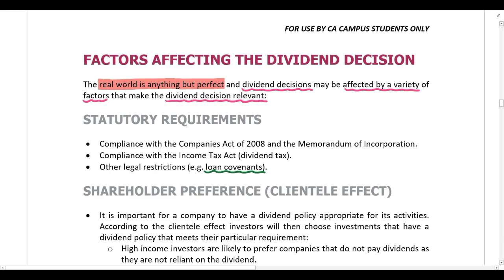So for example, if a company has entered into a loan agreement with their bank, the bank might say, whilst the loan is outstanding, the company can't pay dividends, or alternatively, they might say, whilst the loan is outstanding, the company needs to maintain a certain dividend cover ratio. So all of those things are obviously to protect the bank to make sure that the company can actually repay the loan. So all of those things, the Companies Act, the Memorandum of Incorporation, the Income Tax Act, and any other legal restrictions need to be complied with when it comes to dividend payments.